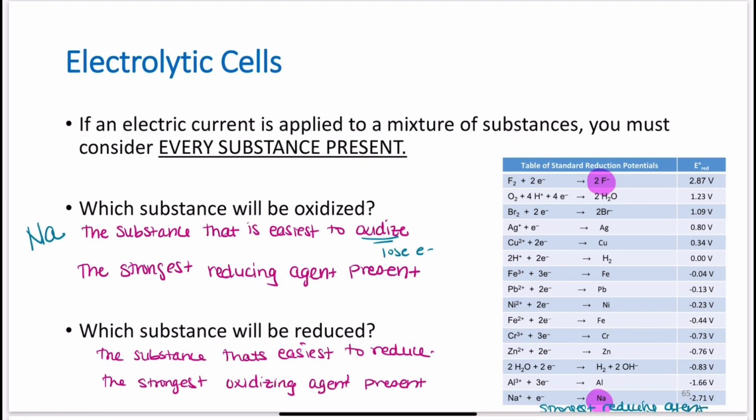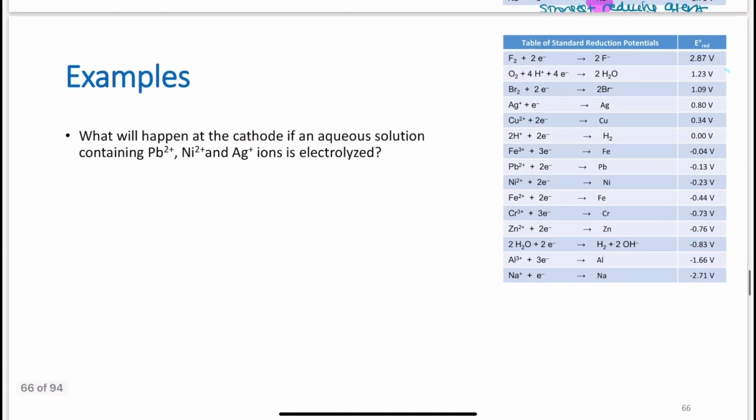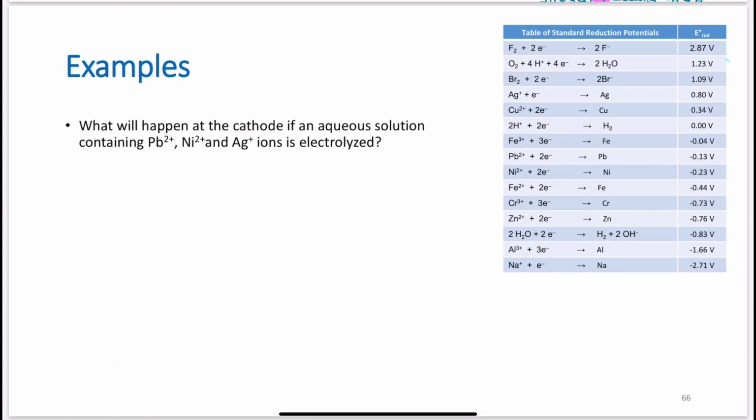Which substance will be reduced? F2. Fluorine wants those electrons. It is an oxidizing agent. It is willing to take those electrons and reduce itself. It is willing to bear that, right? To take those electrons from someone else, to steal those electrons so that it can be an F- charge. So we should be able to predict that looking at these things.